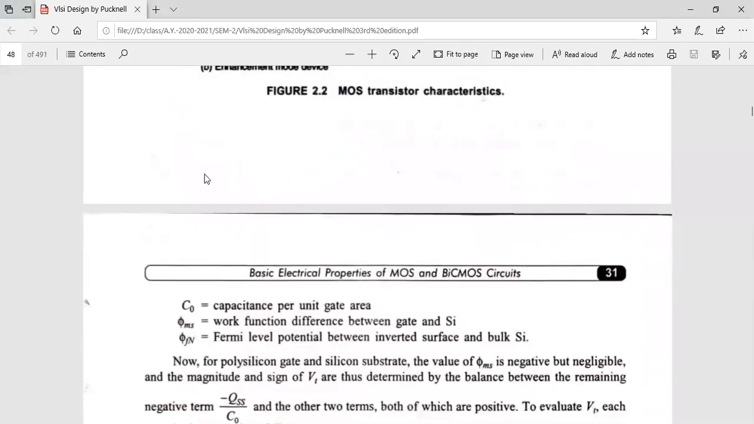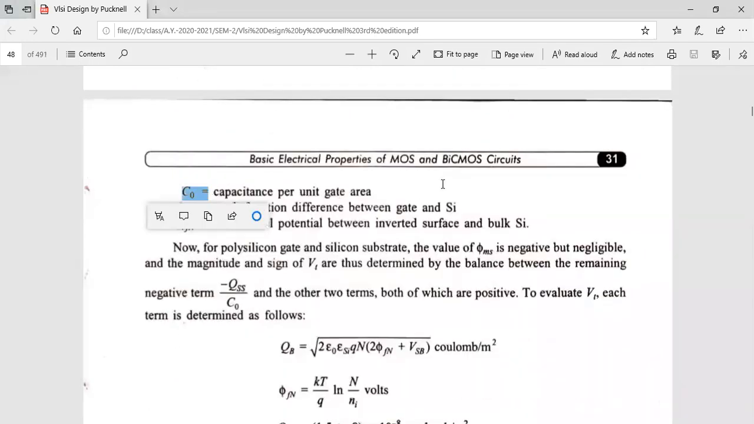We have some C naught, the capacitance per unit gate area, and this phi ms is the work function difference between the gate and the silicon. Here, this silicon is the substrate. Its work function difference is between the gate and the silicon.